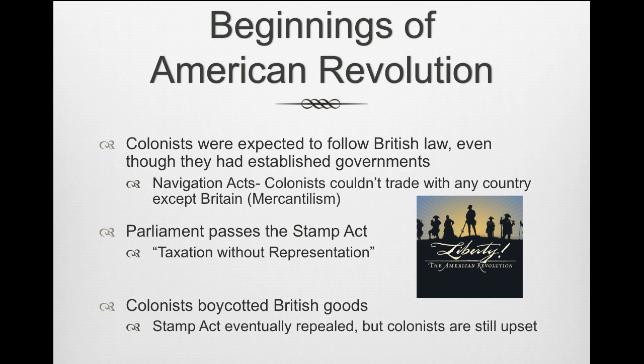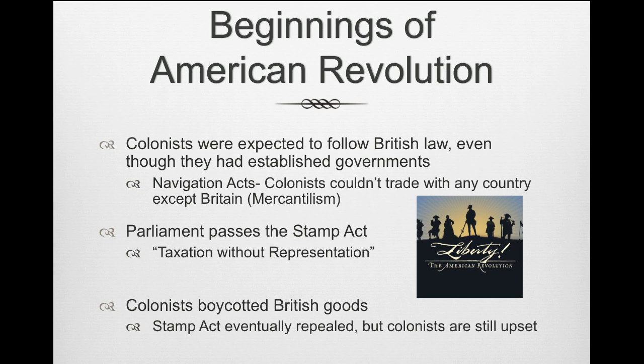As you guys well know, the colonies in the New World were under British rule, and they were expected to follow British law even though they had established their own governments in the colonies. And remember, they did not have representation in Parliament. They didn't have a say in the British government. So when the British were passing all of these acts for the colonies, it was very angering to them because they felt like they had no say.